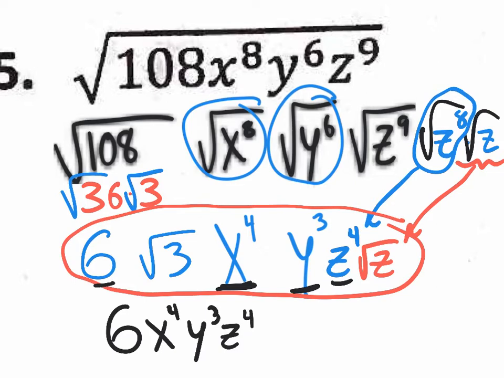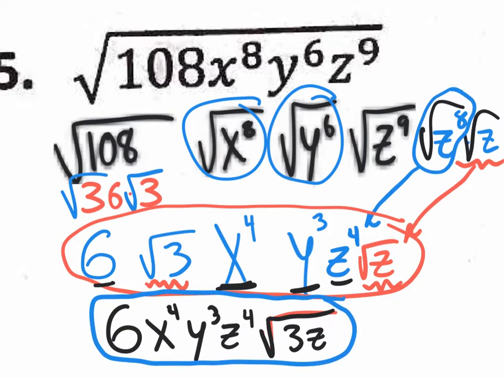And now what do I have left? I can't do the square root of 3, and I can't do the square root of z, so I'm going to put those together underneath one square root. Let me do it in black here. So that's going to be 3z inside of the root. Ladies and gentlemen, this is our answer right here for this question.